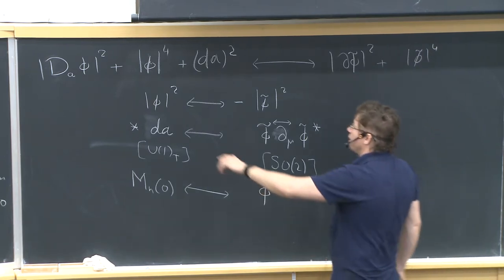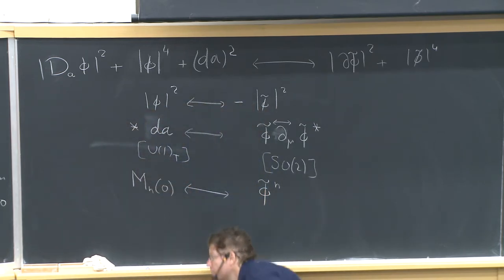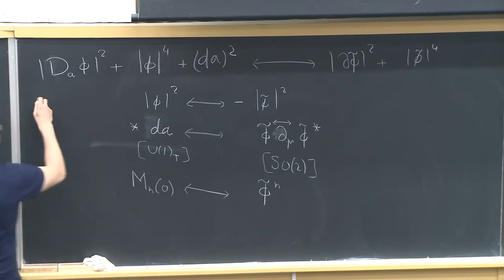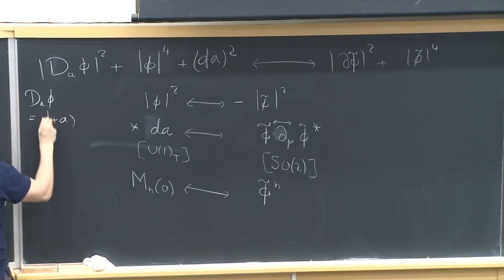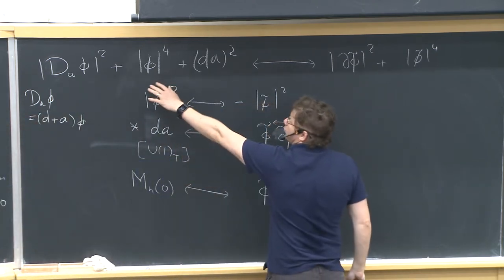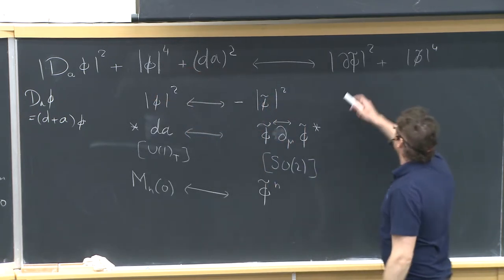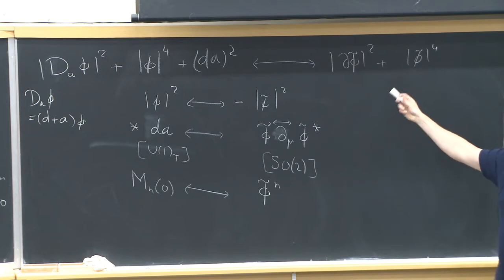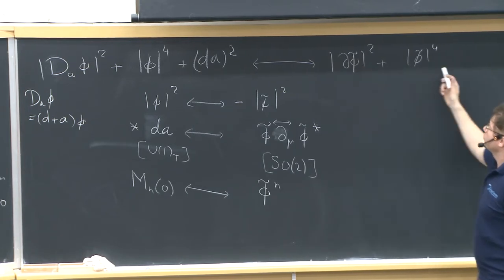So the other model has a gauge field and a charged scalar. The charge of the scalar is 1. So when I write D_A phi, what I mean is just the usual derivative plus A acting on phi. So it has charge 1. And then we have a quartic potential just to stabilize this model, and a kinetic term for the gauge field. And that's supposed to be dual just to the O(2) Lagrangian. So here the field is not charged, just a complex field. So it's dual to the O(2) Lagrangian.